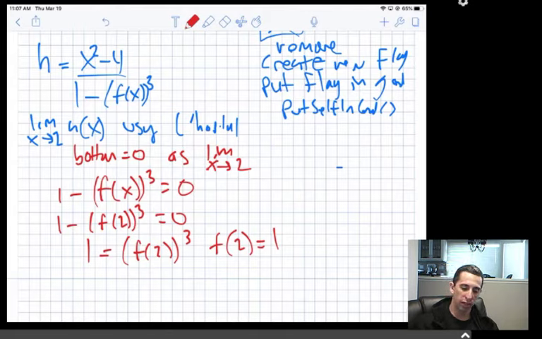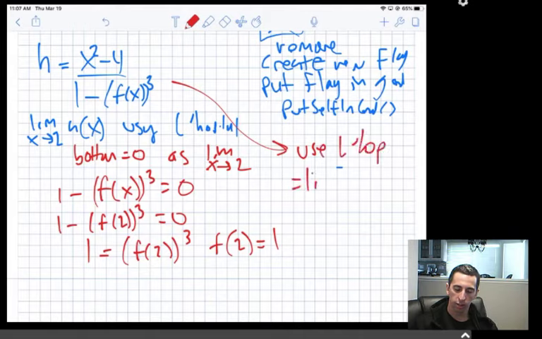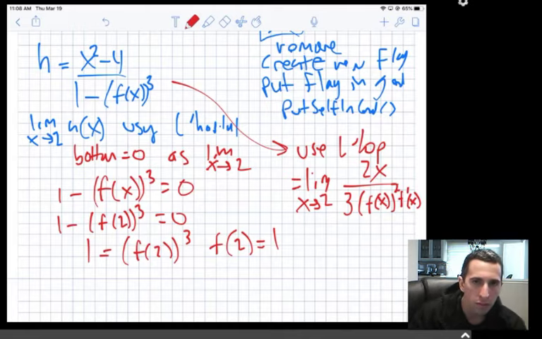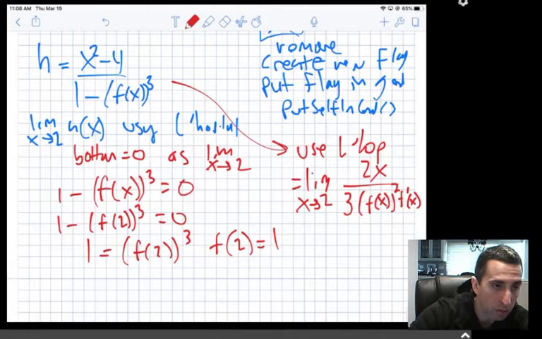Okay, so let's actually use L'Hopital's rule. When we use L'Hopital, this becomes the limit as x goes to 2 of 2x over, and when you take the derivative on the bottom, you get 3 times f of x squared by the chain rule, times f prime of x. So that's how L'Hopital's rule works. Hold on a sec.